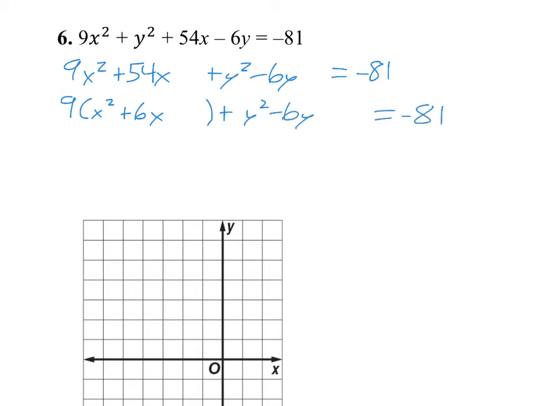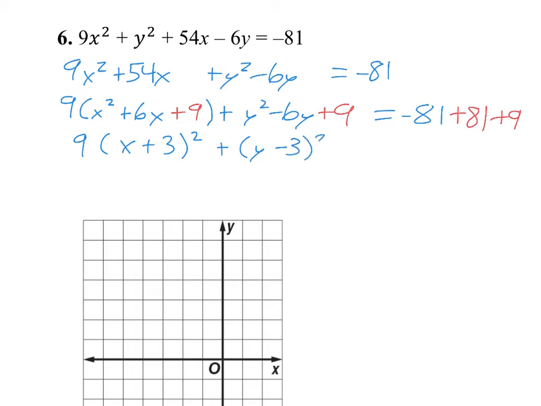All right, completing the square, we get plus 9 and plus 9 again. But that's actually a plus 81 and a plus 9 for the other side. Okay, so I have 9 times (x plus 3) squared plus (y minus 3) squared equals 9.